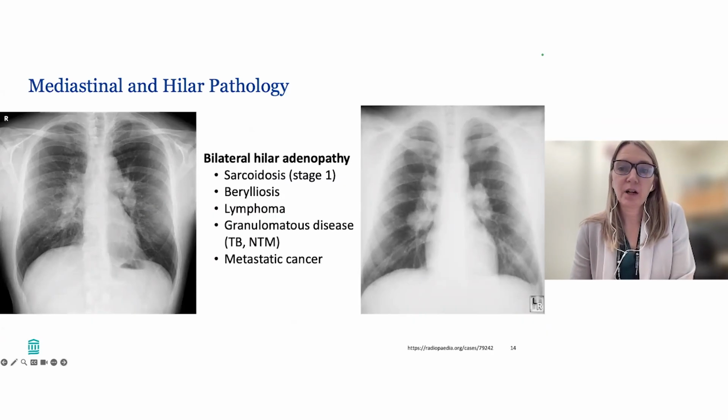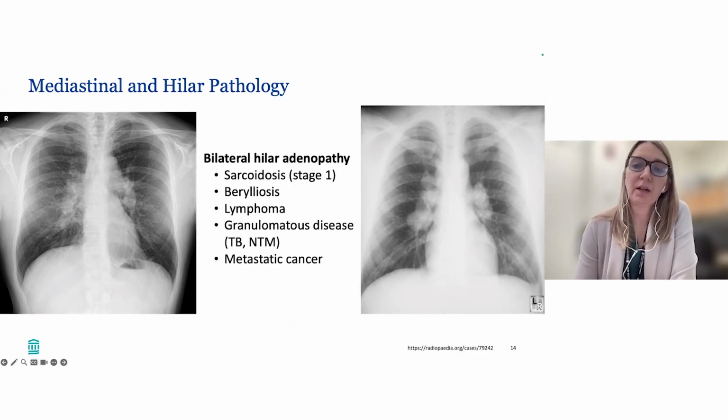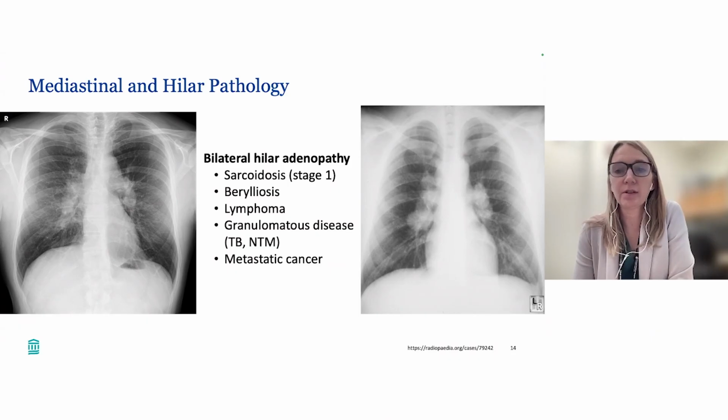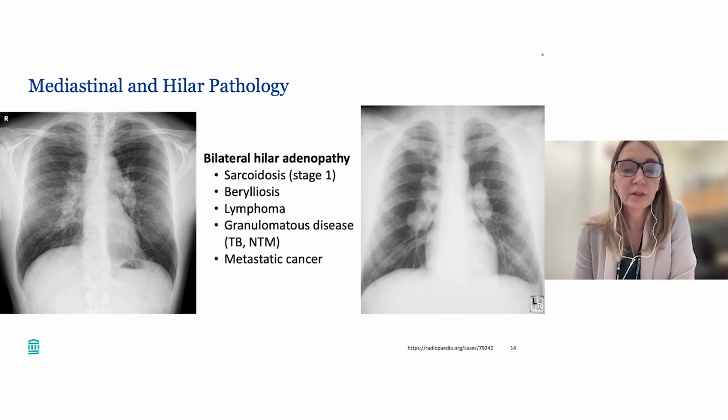Now we will move into some common and specific pathologies that will be tested on the boards, starting with mediastinal and hilar pathology. You will almost certainly have a question about hilar lymphadenopathy. Bilateral, relatively symmetric hilar lymphadenopathy is shown in each of these films, here and here. The board exam loves to test on sarcoid, which we will touch on more later. Other causes of hilar lymphadenopathy include borreliosis, which we will also touch on later, lymphoma, other granulomatous disease, including TB or non-tuberculous mycobacterial infections, or metastatic malignancy.